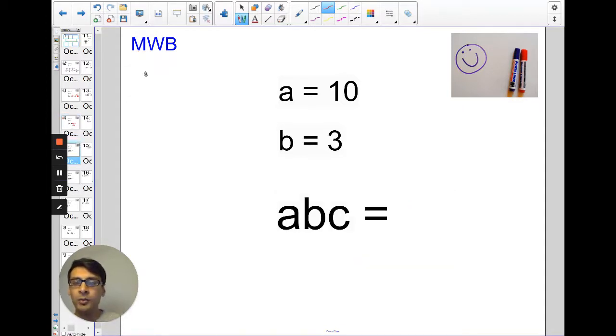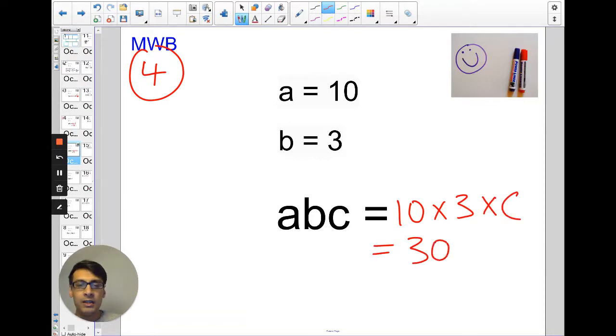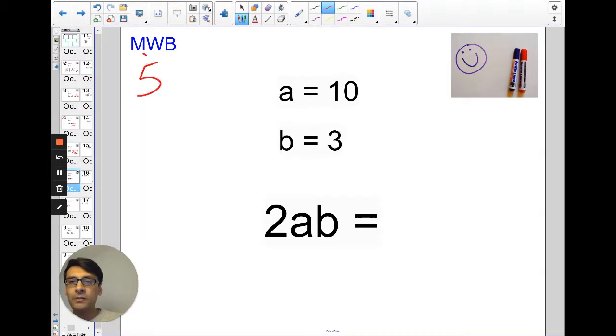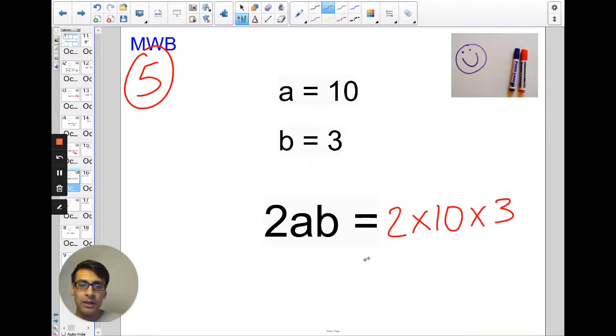Okay, question 4. Pause the video. Okay, so now I'm going to go through the answer. You know that a is 10, multiplied by b is 3, and then you multiply by c. So you end up with 30c as your answer. Give yourself a tick if you got that, otherwise correct it in a different color. Question 5, pause the video. Okay, so I'm going to go through it now. So it's going to be 2 times a, which is 10, times b, which is 3. So it's 2 times 30, which is 60, or 20 times 3 as well.